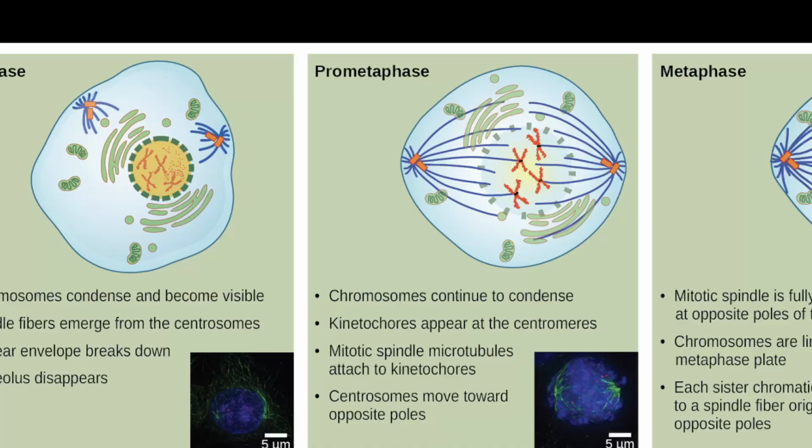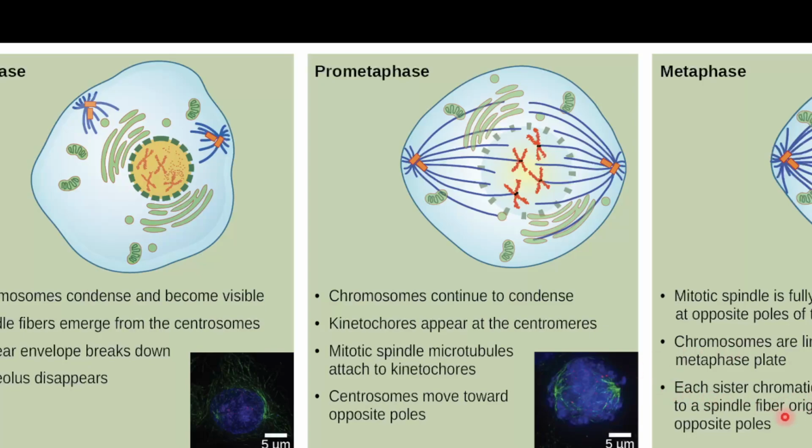Now comes the metaphase. Mitotic spindle is fully developed. All the fibers are there, and the nucleus is totally gone. Centrosomes are at opposite poles of the cell. Chromosomes are lined up on the metaphase plate, which is very characteristic of metaphase in the cell cycle.